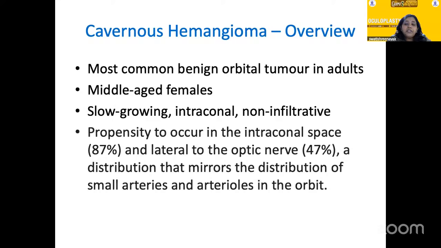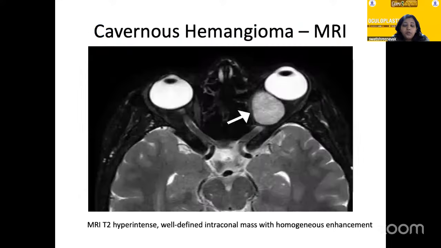Now coming to the cavernous hemangioma, it is the most common benign orbital tumor in adults. It is usually seen in middle-aged females. It's a slow-growing, intraconal, non-infiltrative lesion. In 87% of cases, they have a propensity to occur in the intraconal space and lateral to the optic nerve. So the distribution mirrors the distribution of the small arteries and arterioles that are there in the orbit. When we do imaging, we can see that it is a hyperintense, well-defined intraconal mass with homogeneous enhancement.